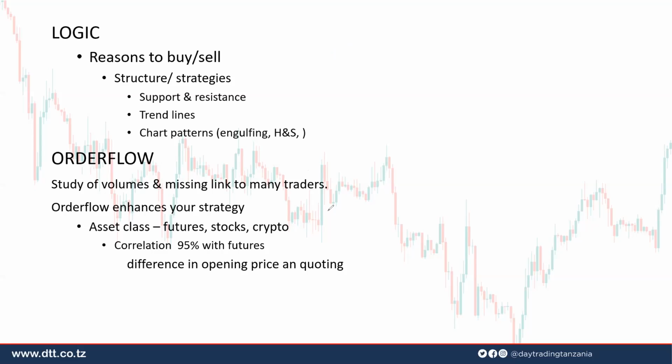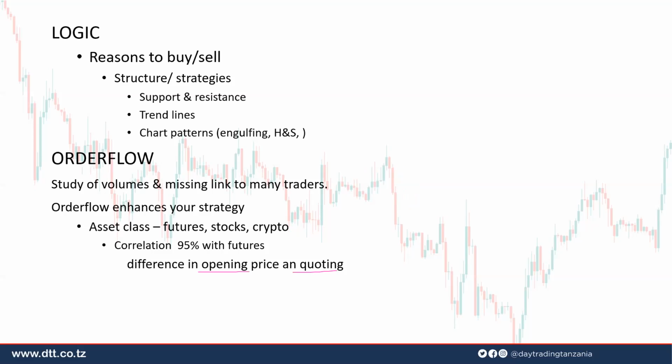So which asset class are we mainly looking at with order flow? Order flow mainly works with futures, stocks, and cryptos. Why? Because all these markets are centralized. Unlike the FX market, which is not centralized, but we have a 95% correlation with futures. And that correlation is highly based on opening price, closing price, and the only difference you can notice is the opening and closing price quotation.